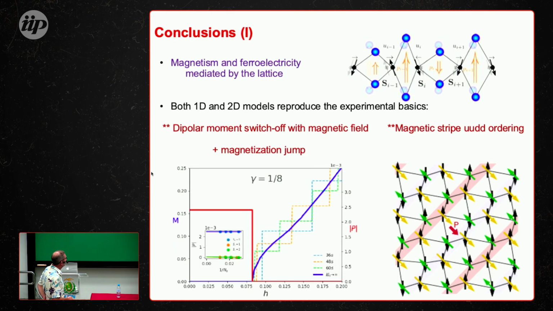Okay, so just to conclude, essentially I repeat what I said before. This is a model that couples these two guys, magnetism and ferroelectricity, by the lattice in this simple cartoon way. And both 1D and 2D models, at least those we studied, reproduce some basic experimental facts: this dipolar moment switching off with a magnetic field and this magnetic stripe up, up, down, down ordering. And this is what you observed numerically.